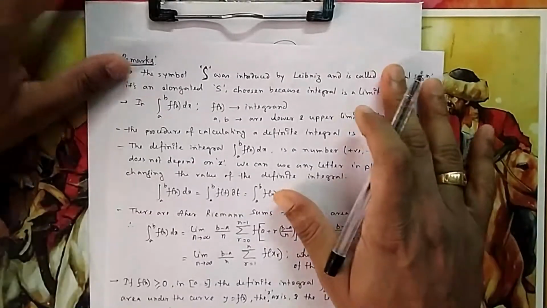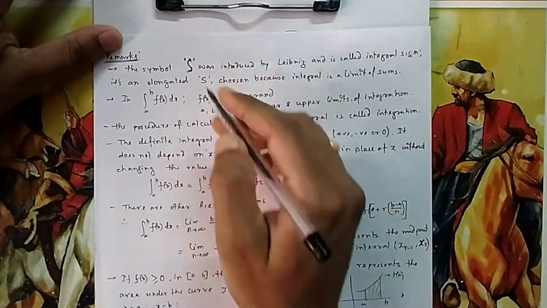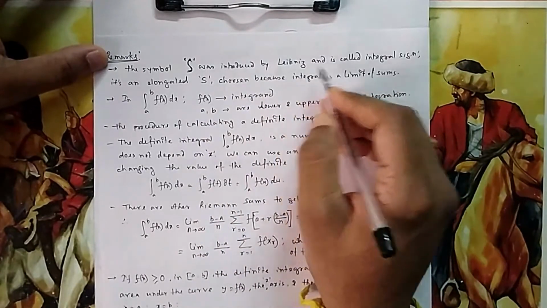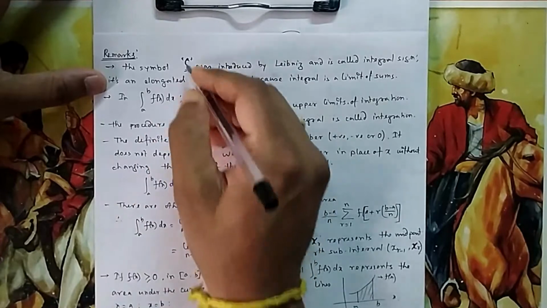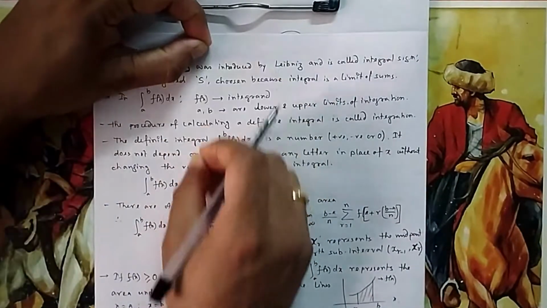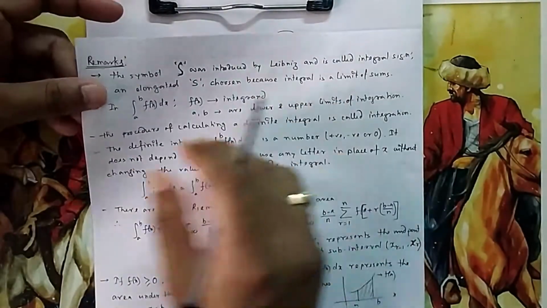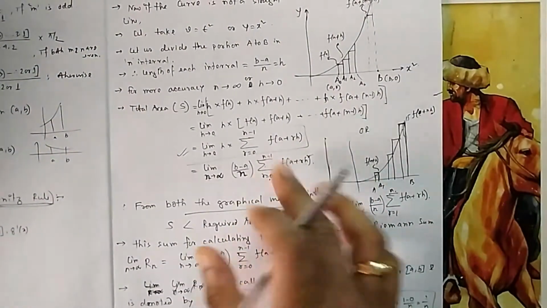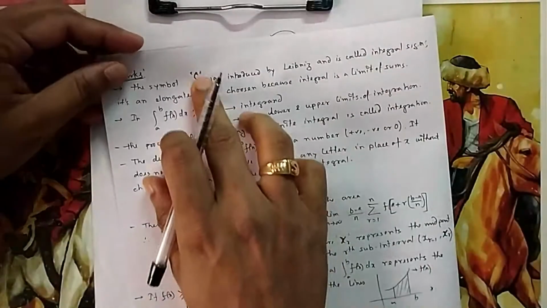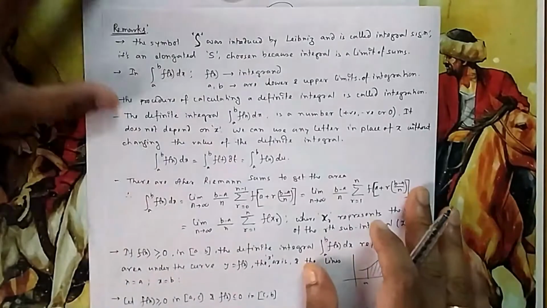Some of the remarks from that Riemann sum definition. The symbol, that snake-type symbol, was introduced by Leibniz and is called the integral sign. It is an elongated S. You can think that S is stretched. Why is it chosen? Because it is the limit of a sum. So what you are doing is just adding all these areas, summing. So sum means S. If you stretch this capital S, it becomes this symbol. So from that this symbol came.